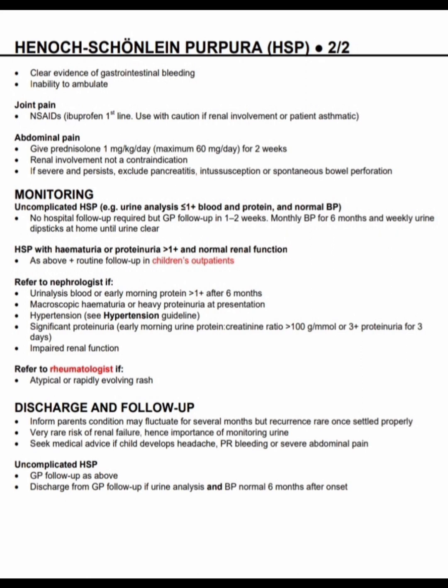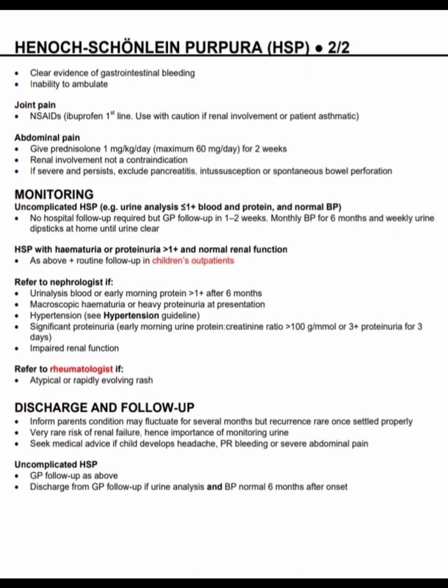Monitoring. How do we follow up or monitor Henoch Schonlein purpura? Uncomplicated HSP, for example urinalysis with less than or equal to 1 plus blood and protein and normal blood pressure: no hospital follow-up is required, but GP follow-up in 1 to 2 weeks, monthly blood pressure for 6 months and weekly urine dipsticks at home until the urine is clear. HSP with hematuria or proteinuria of 1 plus or more and normal renal function: as above, plus routine follow-up in children's outpatients.